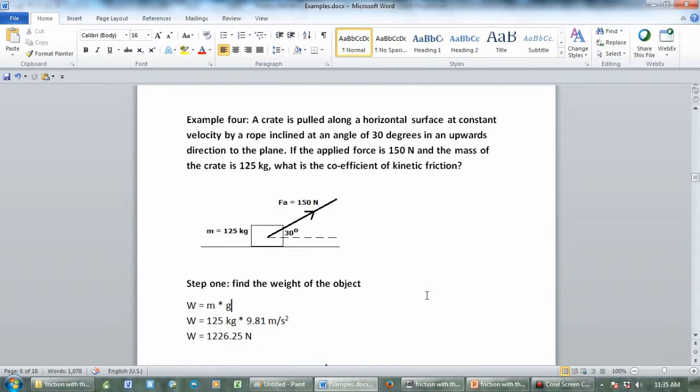Step 1, finding the weight of the object. Weight is mass times g. So weight works out to 1,226.25 newtons.